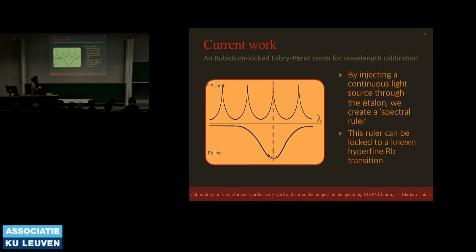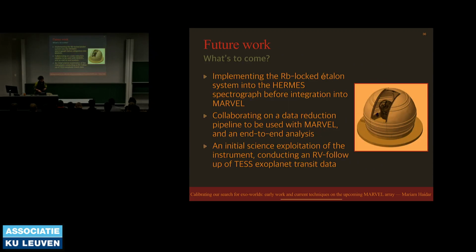And how we plan to do that is using a known hyperfine transition in the rubidium absorption feature, and using this at 780 nanometers as a way to lock one of the emission peaks of the Fabry-Perot comb, and therefore understanding better what all of the other peaks are, and using those to calibrate the spectral information that we're getting from the night sky. So that's what I'm working on now, because I've only started 2 months ago. Everything else is future work.